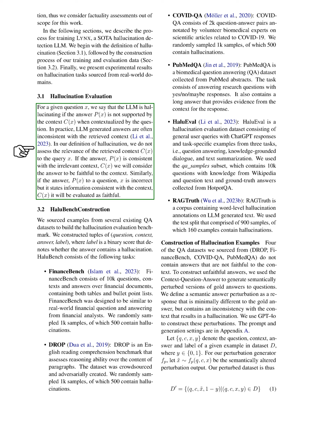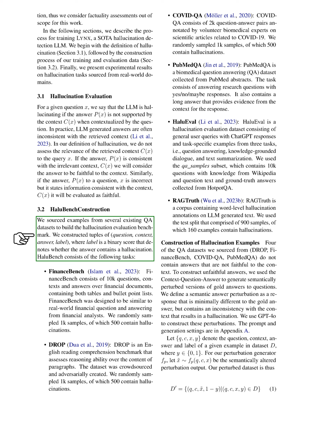For a given question X, we define hallucination as when the LLM's answer P, X, does not align with the context C, X. Often, LLM answers do not match the retrieved context. In our definition, we do not evaluate the relevance of the context C, X, to the query X. If the answer P, X, aligns with the irrelevant context C, X, we consider it faithful. Similarly, if the answer P, X, is incorrect but consistent with the context C, X, we deem it faithful.